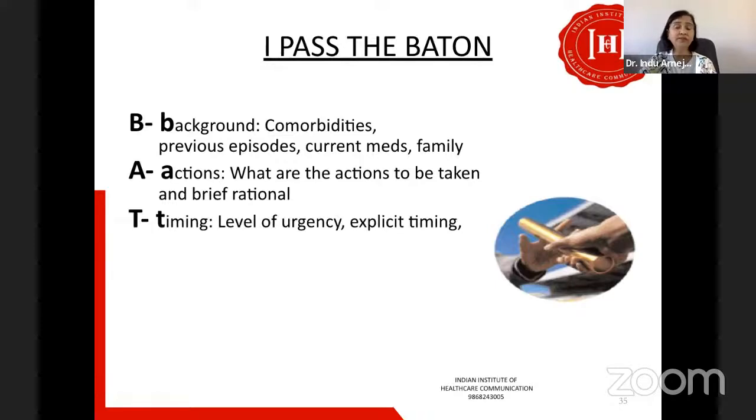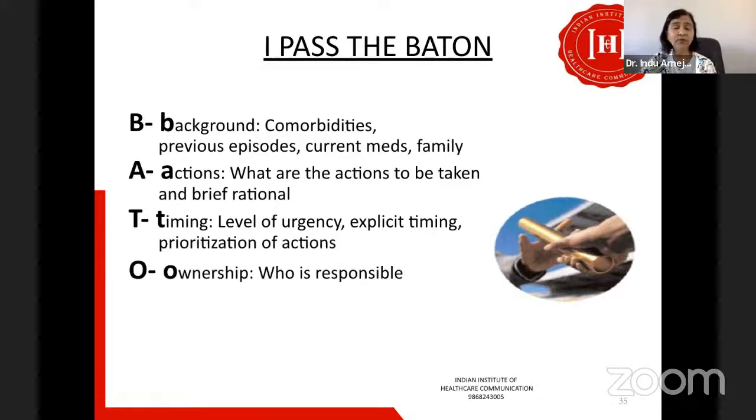T is timing, what is the level of urgency? If you want that person to come immediately, if you want the person to come and see the patient. So explicitly you will say the level of urgency and prioritization of action. And then O stands for ownership, who is responsible. Sir, I think it's important that you need to come and see. So you are trying to give the ownership to the person.